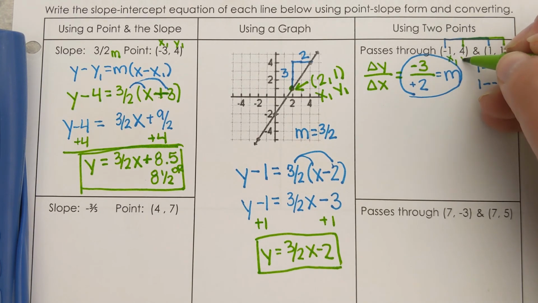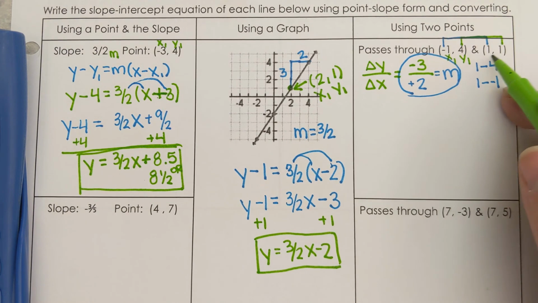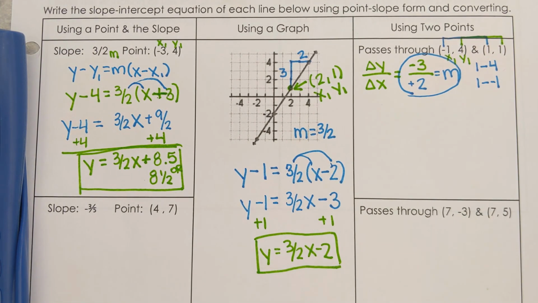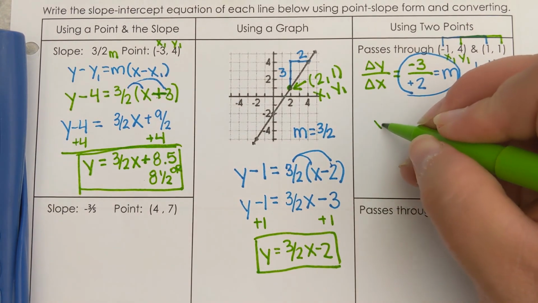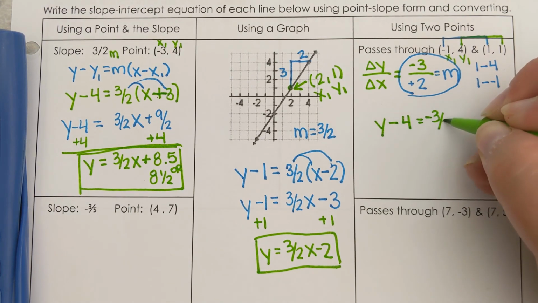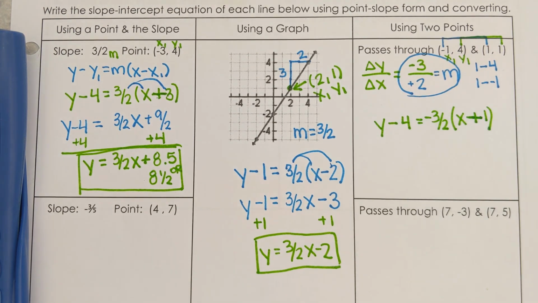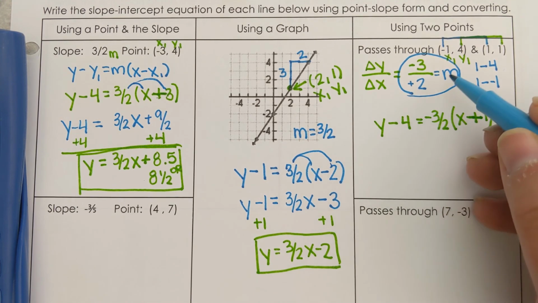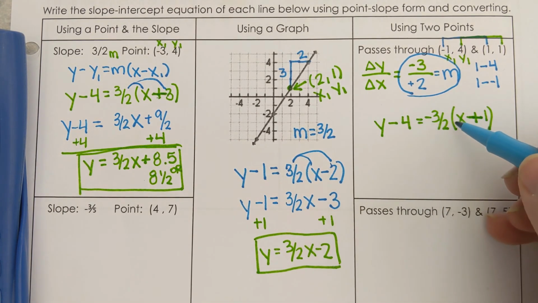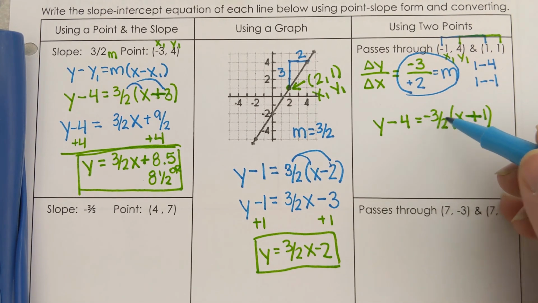I always choose the first point just by habit, but you could always choose this point if you wanted to, if you would rather deal with the 1s rather than the -1 and the 4. It's kind of up to you. So we have y minus 4 equals -3 halves x minus -1, which turns into plus. So you're just plugging it in the same formula. Y goes next to the opposite of the y value, which was 4, so now it's -4. X goes next to the opposite of the x value. It was -1, now it's +1. And then the slope goes in front of the parentheses.